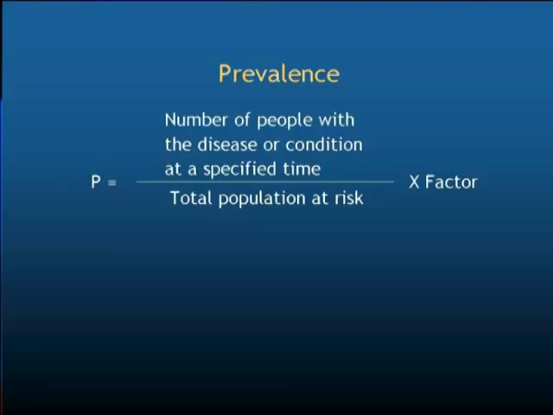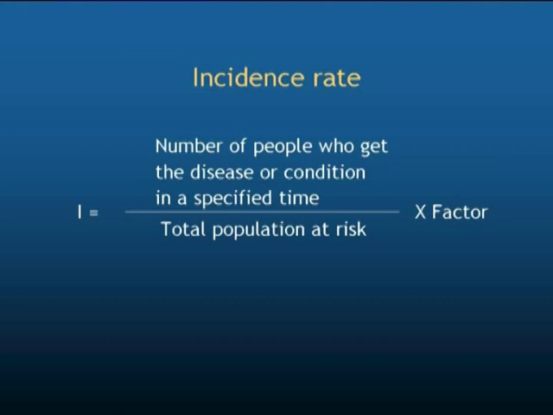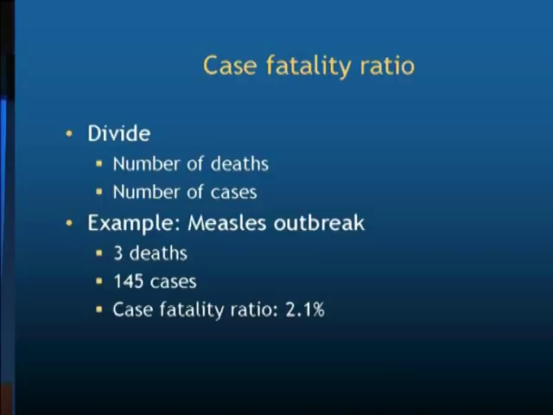Okay, the prevalence is the number of people with the disease or condition at a specific time divided by the total population at risk, and you multiply by some factor, either 1,000 or 100,000, depending on the proportion of cases. And similarly, the incidence is the number of people who got the disease or condition in a specified period of time, divided by the total population at risk. So what happens when we are doing it over a period of time, we normally take the mid-year population as the population at risk. And see, the prevalence, incidence, and case fatality are the three which are used very extensively in a community survey: what is the prevalence of a disease, what is the incidence, and what is the case fatality.